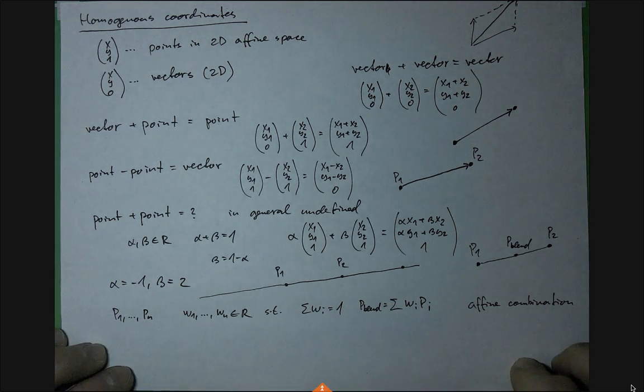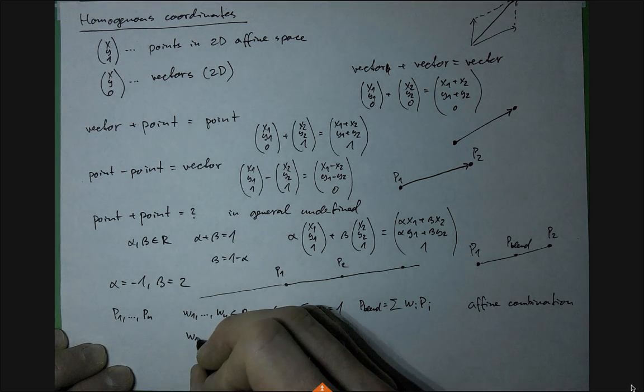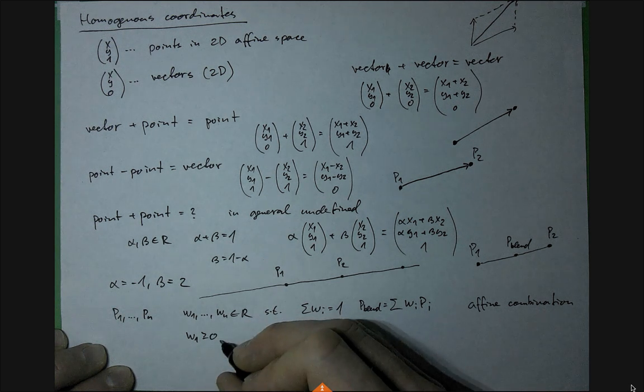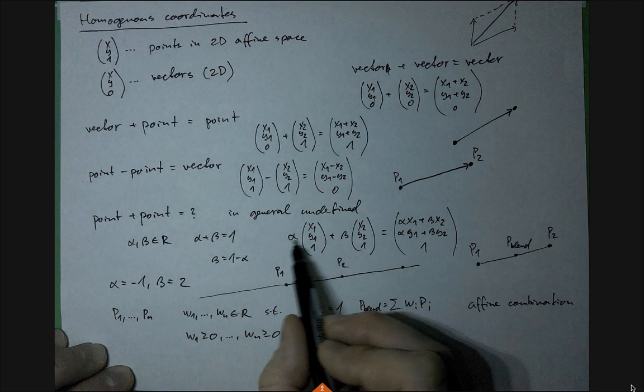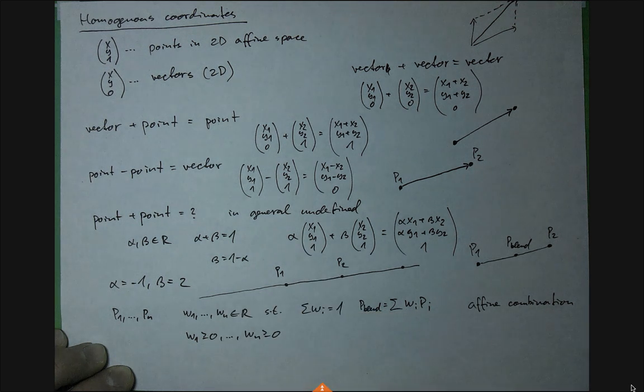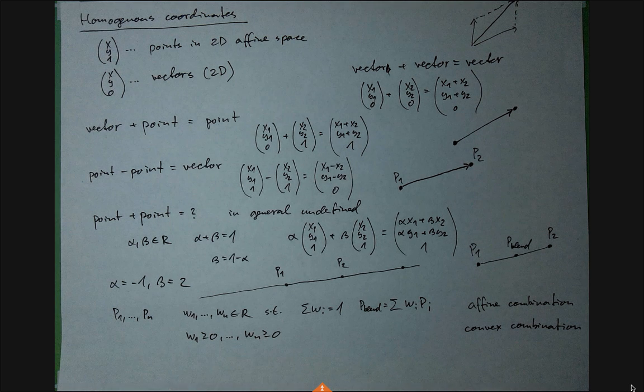A special case of affine combination is if all these weights are non-negative. In this case, that corresponds to alpha from 0 to 1. And in that case, we call it convex combination. All right. Have you heard this before? Convex combination, affine combination?